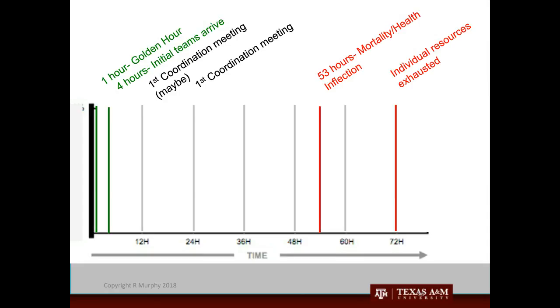If we look at that 52, 53 hours where the mortality health curve inflection occurs, and then at about 72 hours is when the victims' resources are generally exhausted. FEMA and the states are always saying, please have 72 hours, be good for 3 days. So you really want to make sure government has an implicit contract to get to people within 3 days, the 72-hour mark. So that's the timeline.